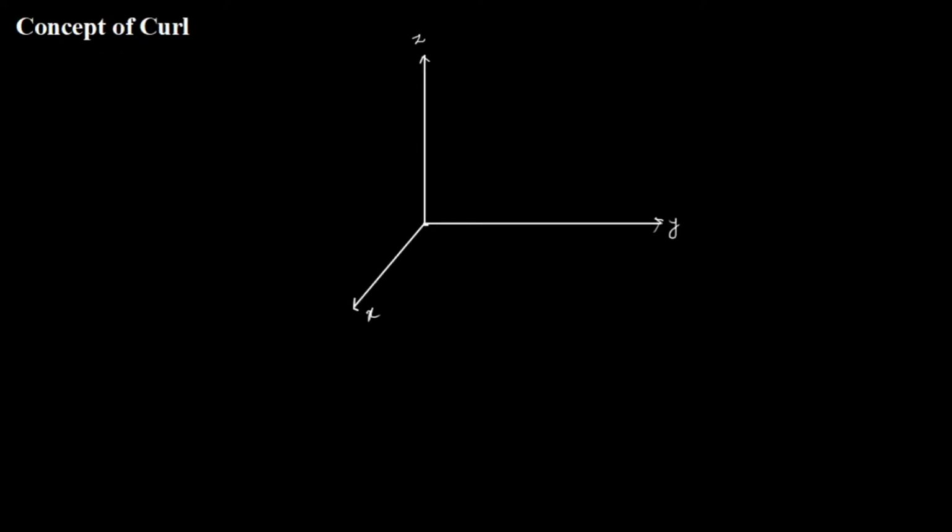So let me consider a very small closed path having sides delta x and delta y. So this is my reference. I will be considering it in the xyz coordinate system. So this is my small rectangular path. Let me name it as 1, 2, 3, 4, easy for reference. Current is flowing in the anti-clockwise direction.